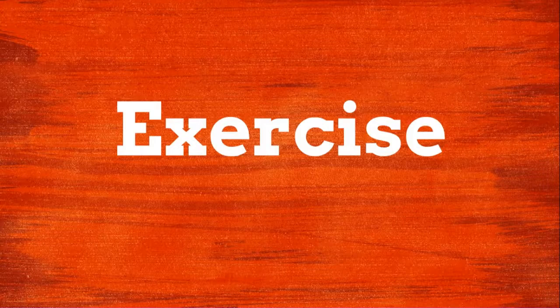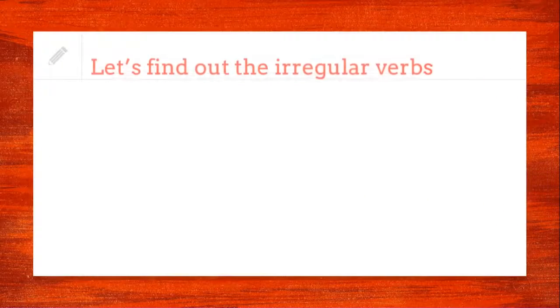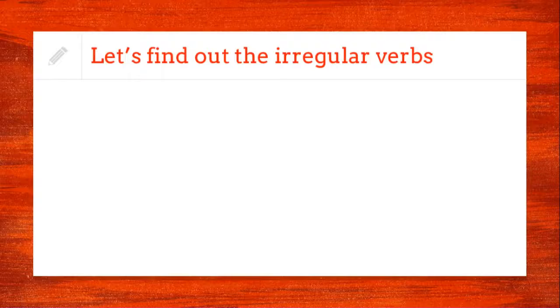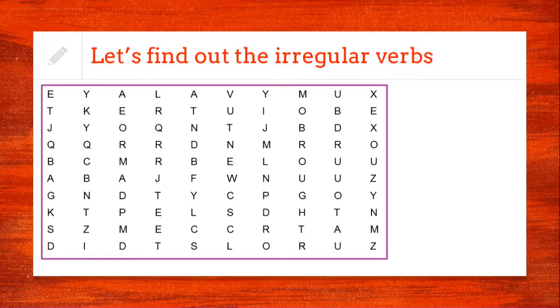Now it's time for exercise. The first exercise is let's find out the irregular verbs. We have a worksheet, and your job is to find out 6 irregular verbs in the past form.